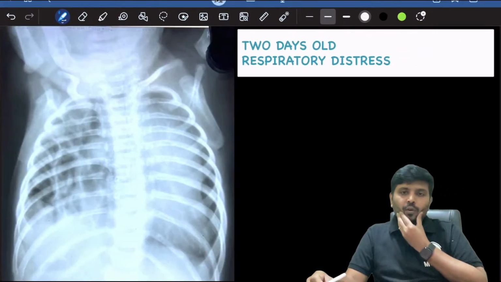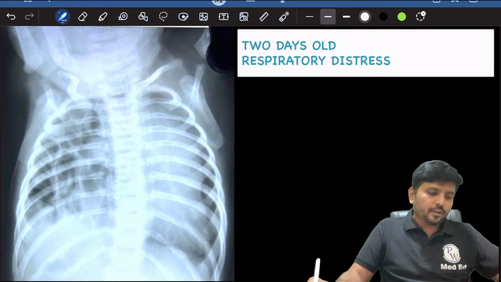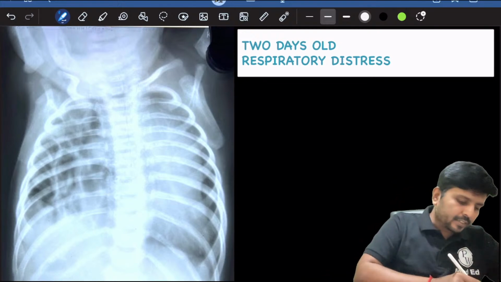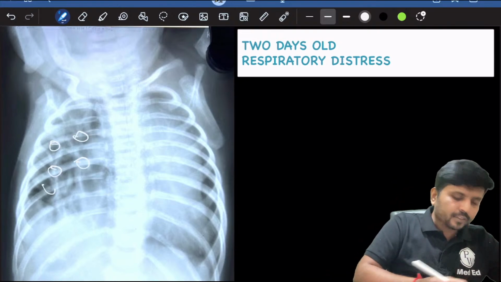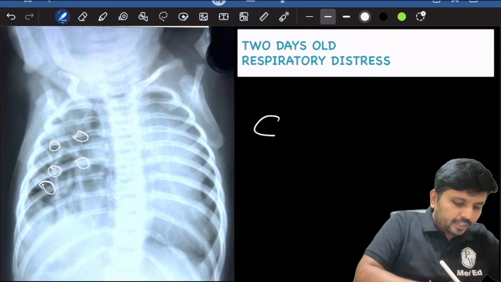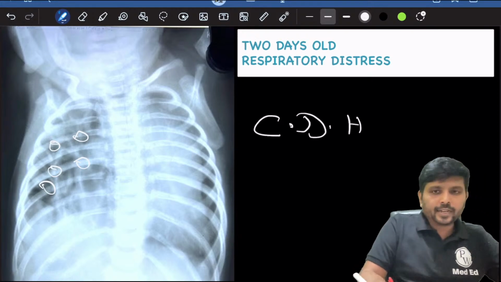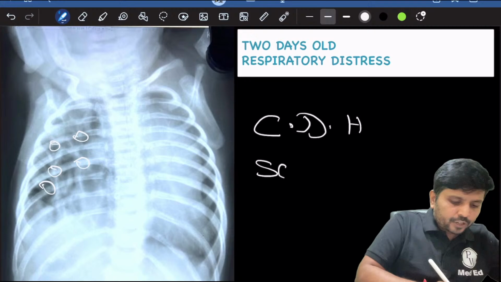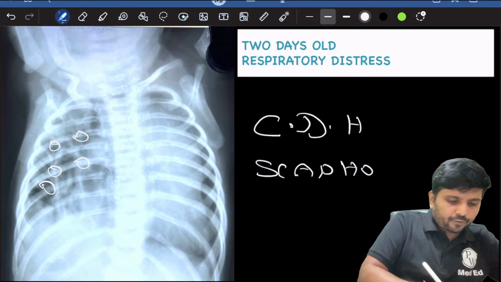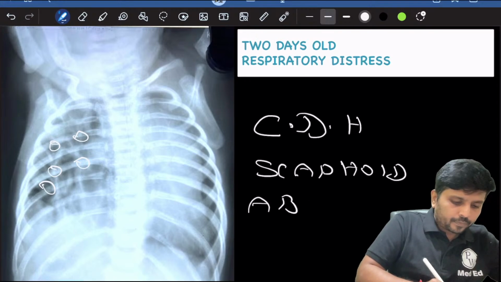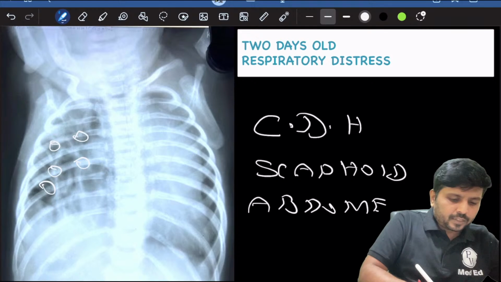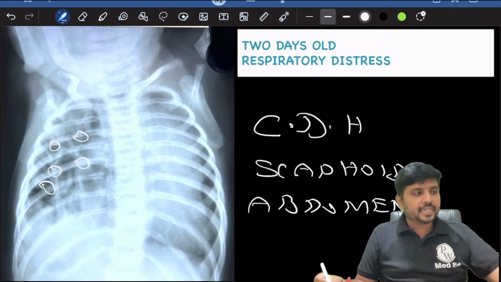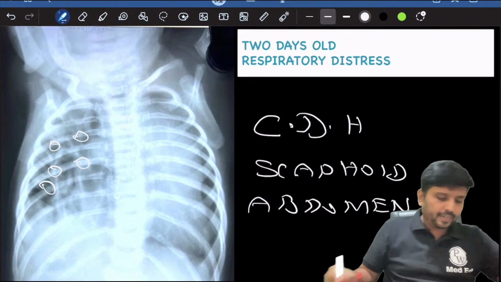Right. So what is this? Newborn, 2 days old, respiratory distress, cystic lesions in one lung. What is this? Very good. This is congenital diaphragmatic hernia. Suspect when any child has distress with scaphoid abdomen.